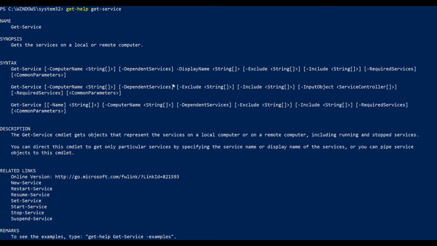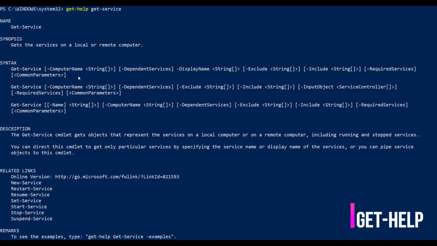But in the second syntax, they have removed display name. And I hope they have added input object as the additional parameter in the second syntax. So if you go ahead with the first syntax, this is the order of the parameters that you should use.